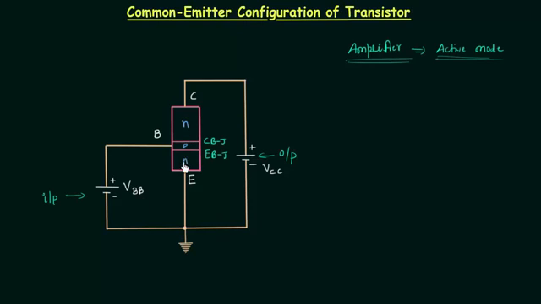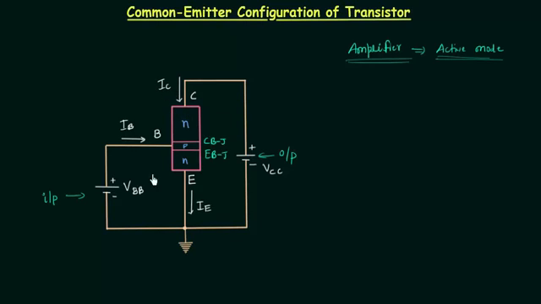We are using NPN transistor, so the base current IB is the entering current, emitter current IE is the leaving current, and like base current, collector current is also the entering current.